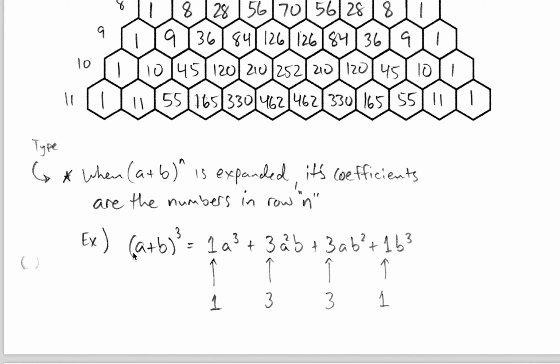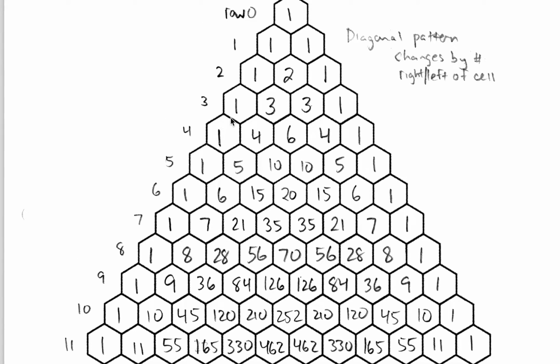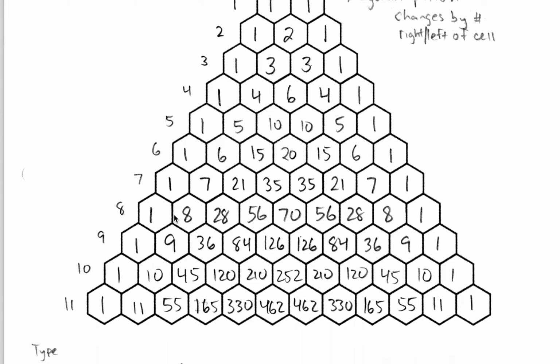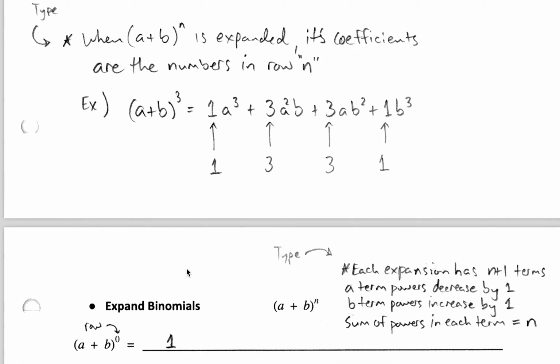So for example, taking the quantity a plus b cubed, if it's cubed, I'm going to look in the third row of my triangle here. And the values 1, 3, 3, and 1 are going to be the coefficients in our expansion. So notice the 1, 3, 3, 1 as being the coefficients of each term. There is a pattern with our exponents though, and we'll talk about that next.